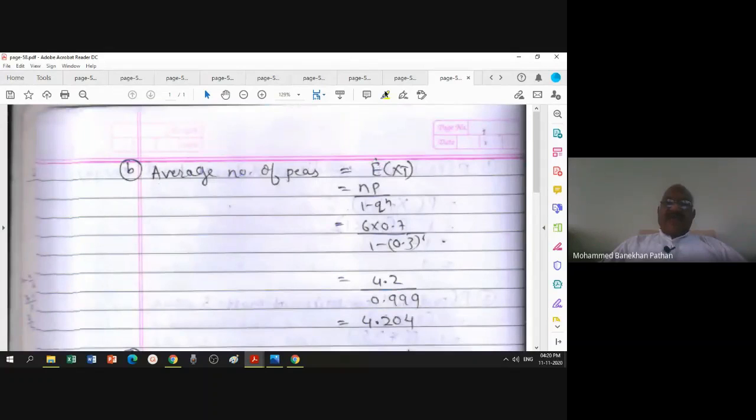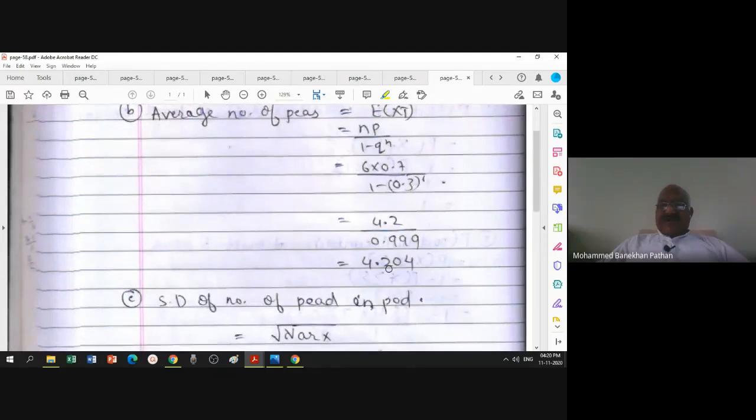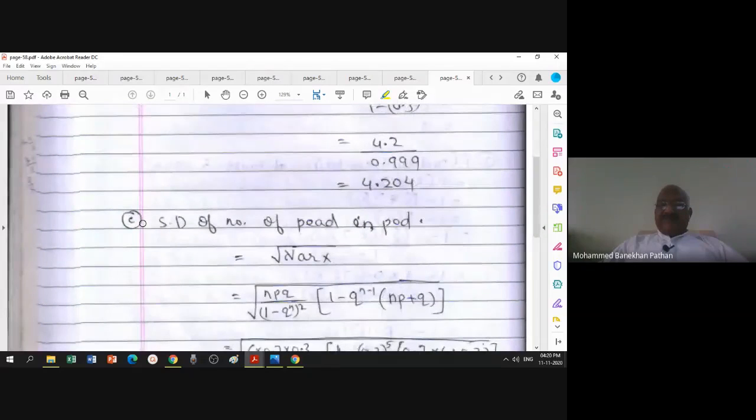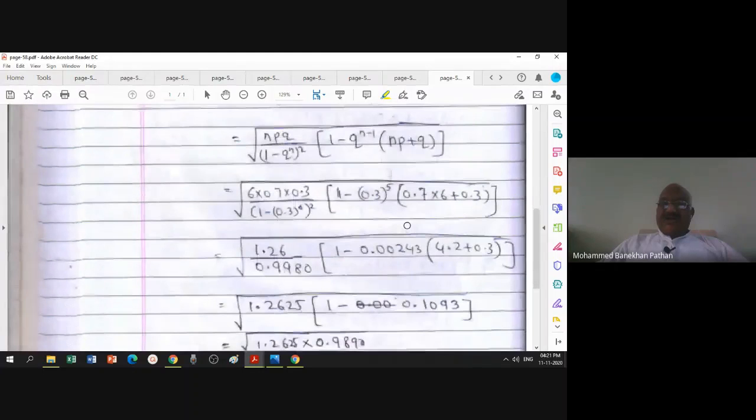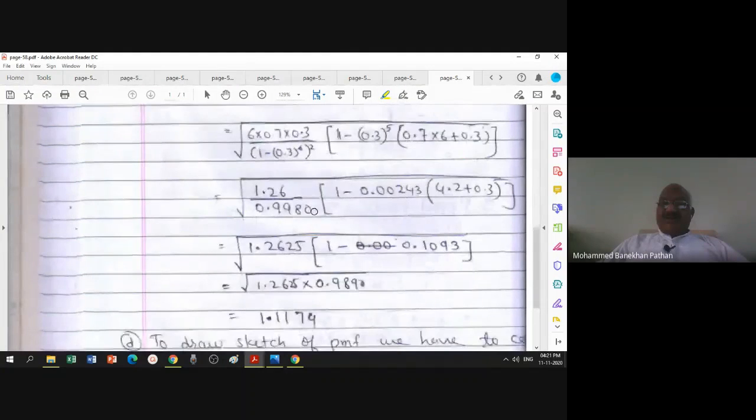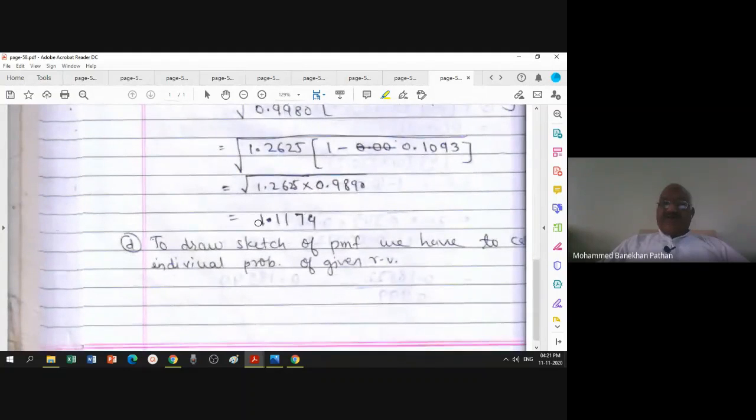Part B, average number of p's. That means the expected value of the truncated binomial. This is the formula of the truncated mean. Replace the numbers, simplify. Part C, standard deviation of the number of p's in a pod. This spelling is wrong. It will be p's. It is the square root of the variance. Put the variance formula. Replace the numericals. Simplify. You get the answer 1.1179 under the root of this quantity.